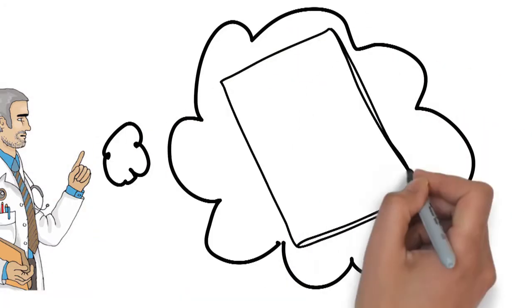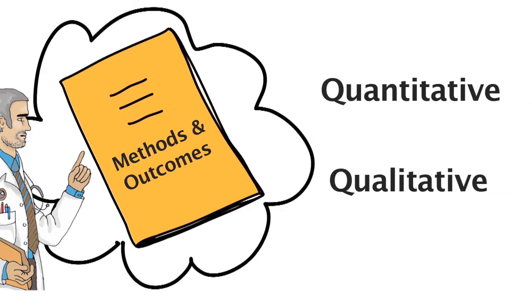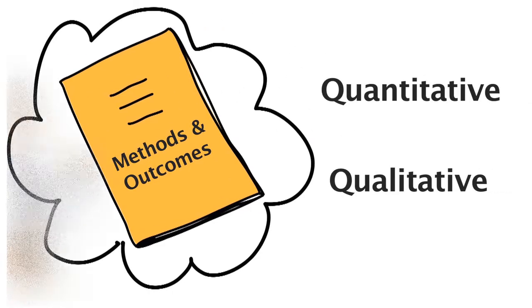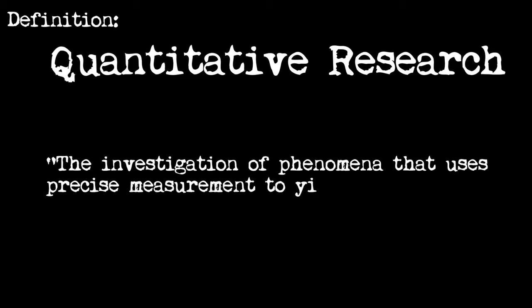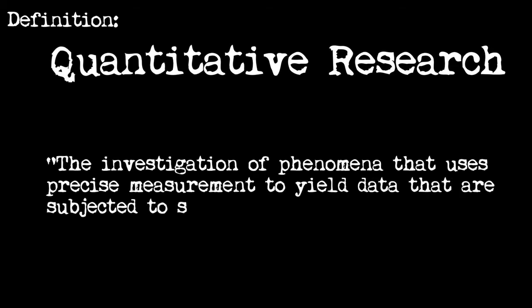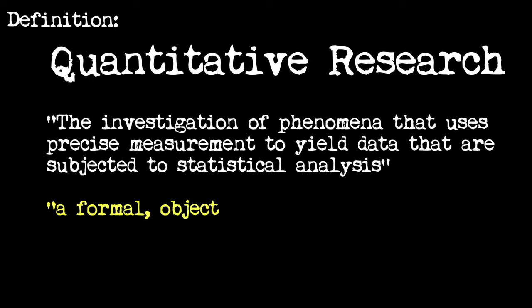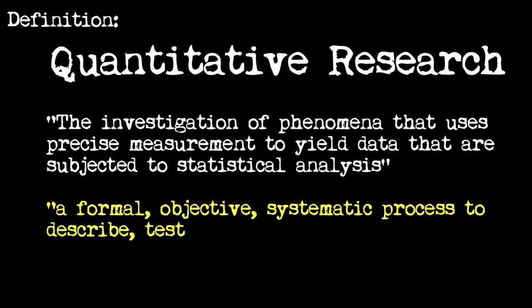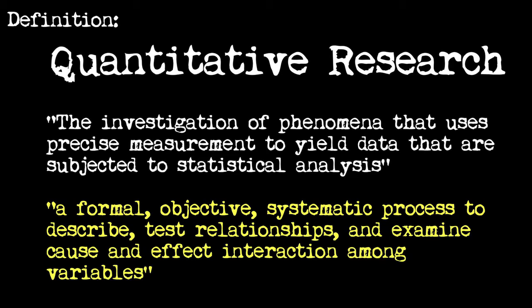Once you have focused your clinical question, it will be critical to think about your methods and outcomes, which typically come in two varieties, quantitative and qualitative. Quantitative research is the investigation of phenomena that uses precise measurement to yield data that are subjected to statistical analysis. It is a formal, objective, systematic process to describe, test relationships, and examine cause and effect interaction among variables.